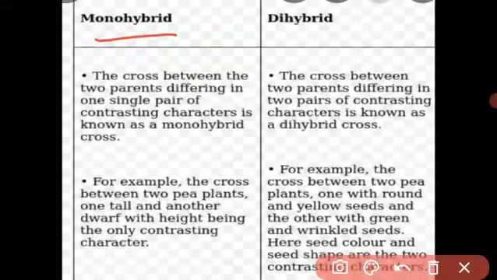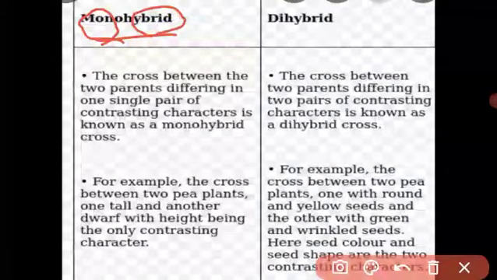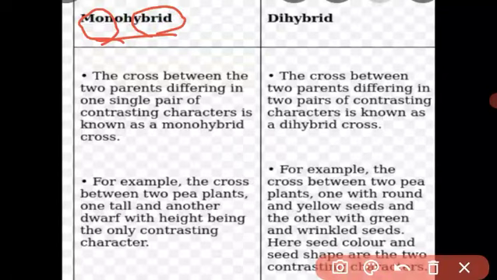Monohybrid, I told you, mono means one and hybrid means characters. The cross between two parents differing in a single pair of contrasting characters is called a monohybrid cross. See, one is the male and the other the female plant, and one same character from two different parents, contrasting to each other, is called a monohybrid cross.